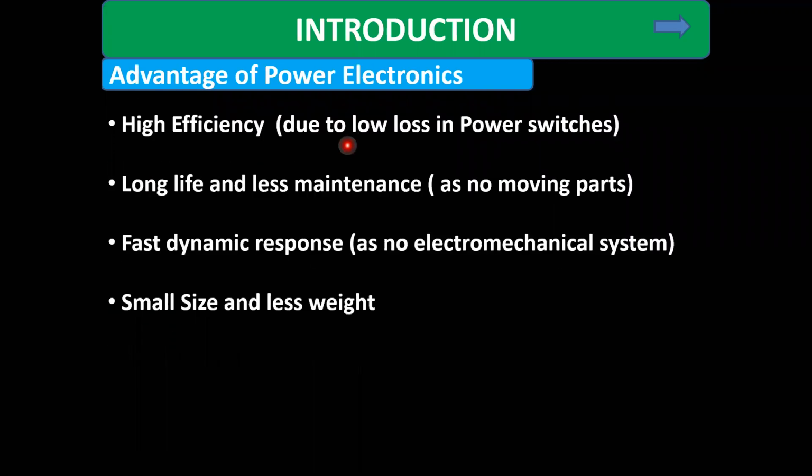Now, as there is no moving part, it is a static device we are using, so it has a long life and we require less maintenance in the circuit. And due to no electromechanical system in the circuit, it operates with a fast response. That is called fast dynamic response. Why? Because there is no electromechanical system. And as there is no moving part, we are just using the power electronic switches. Therefore, the overall size and the weight of the component is really small.